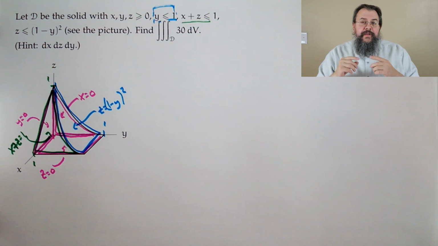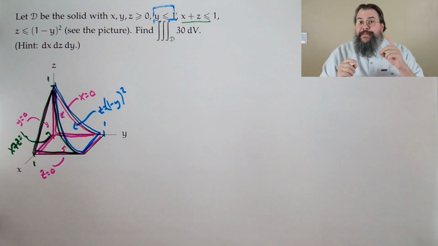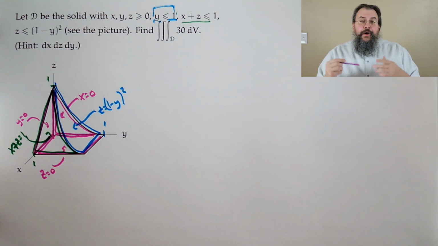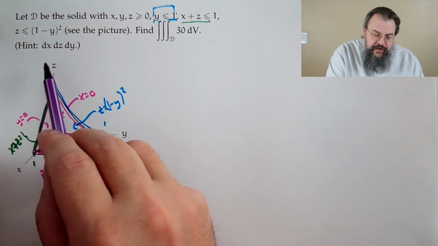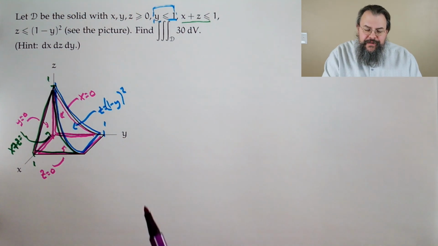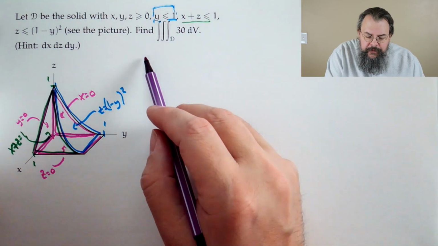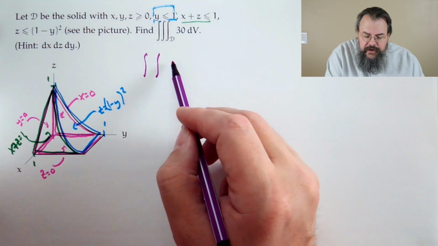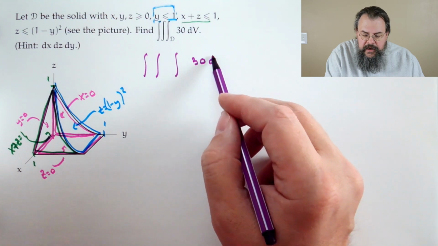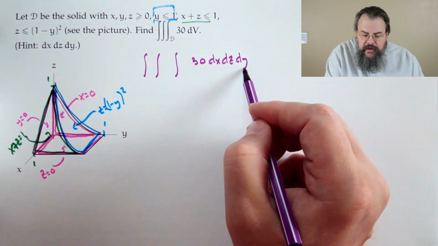So the next thing for us to do is to work on setting up our integral. They didn't say that we have to go in any particular order, but they did give us a hint: find this integral, and by the way, dx, dz, dy. Well, what is that dx, dz, dy? That's a possible order of integration we could do. So I think we should probably follow what they suggest. So we are going to work on finding the integral of 30 dx, dz, dy.